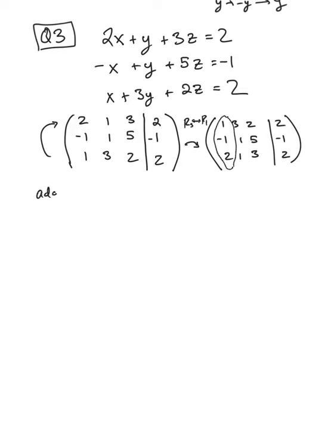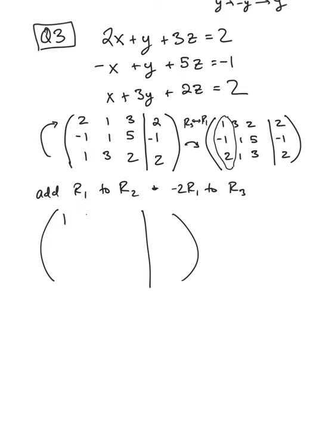Then we're going to add row 1 to row 2, and add negative 2 row 1 to row 3. Let's see what this gets us. The first row stays the same. Now we're adding, so we get 0, 4, 7, 1. Then we're subtracting 2, so we get 0, negative 5, negative 1, negative 2.